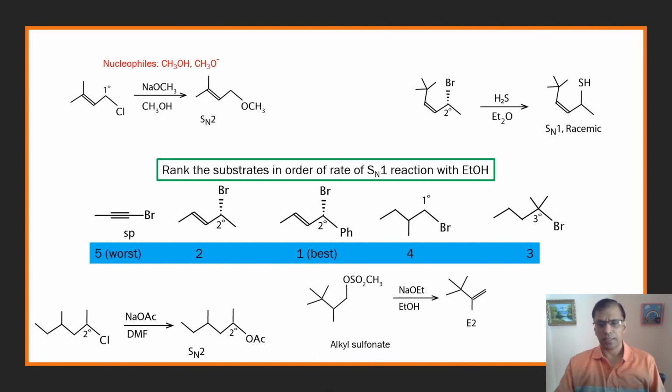Let's look at this alkyl sulfonate. In presence of sodium methoxide in ethanol, it will proceed via E2 mechanism. Sodium methoxide is going to abstract a beta hydrogen, and since this is a primary, it will not form the carbocation. It will prefer to undergo E2 elimination.